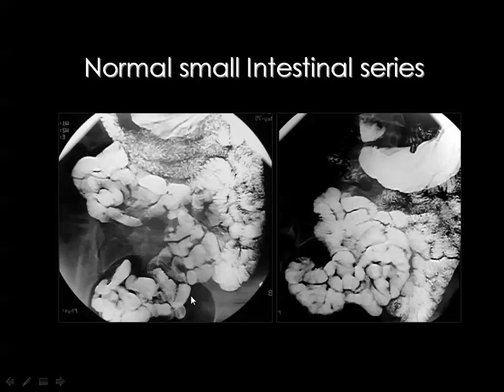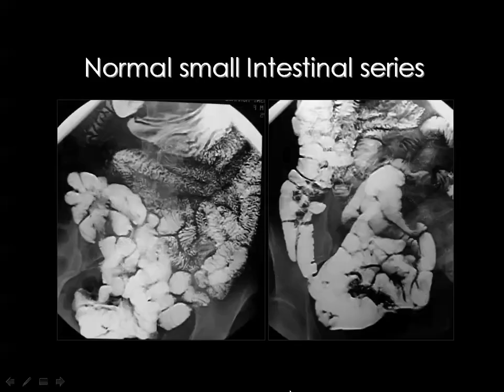ileal loops. As you can see here, this is the jejunal loop with characteristic mucosal pattern. Then you can see now most of the ileal loops. Then you continue the examination and take more serial films until barium is seen in the ascending colon.